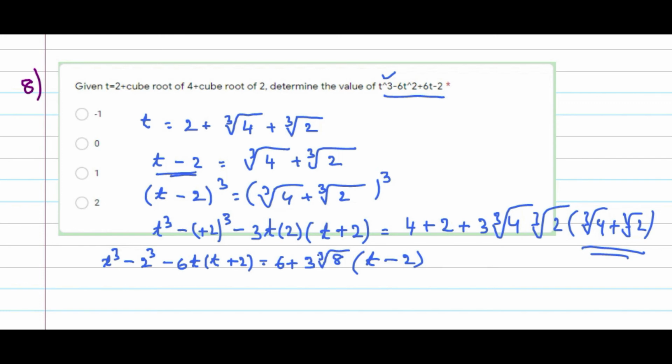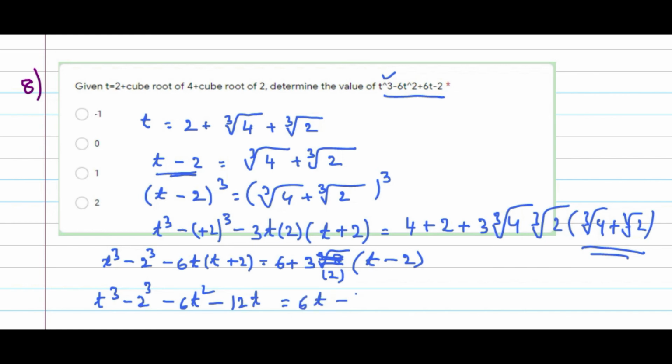Cube root of 8 will be equal to 2. So 3 2s is equal to 6, so I can take 6 common. So let me go ahead. It is t cube minus 2 cube minus 6t square minus 12t is equal to, if I take 6 common, it will be 1 plus t minus 2. So it will be t minus 1. So 6 into t minus 1.